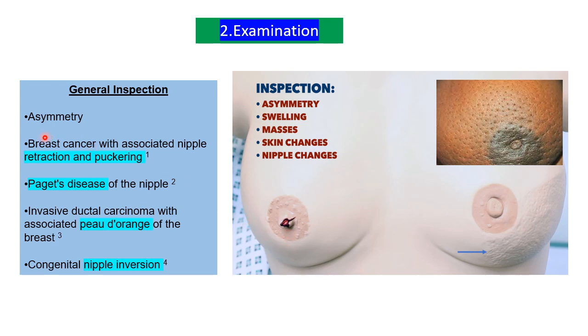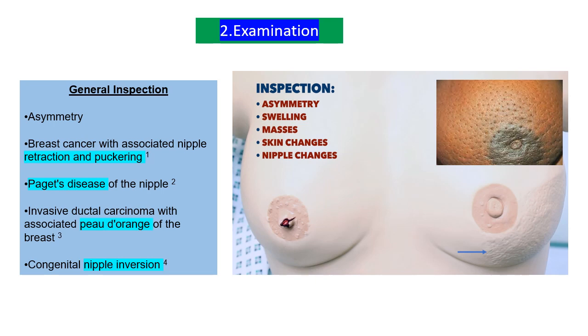So basically you look for asymmetry, retraction and puckering, which are signs of malignancy, and nipple changes, which can be due to Paget's disease of the nipple. Then changes in the skin such as peau d'orange, as shown here, where the skin over the lump resembles orange skin, which is also a feature of invasive ductal carcinoma. And of course, you must be careful not to miss a congenital nipple inversion. Sometimes inversion of the nipple may be normal.